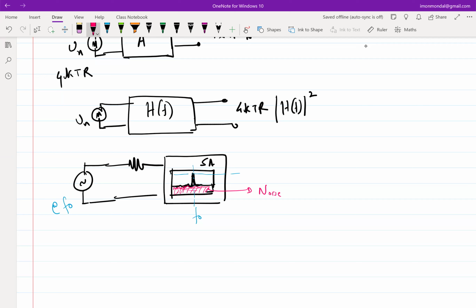So whatever you are seeing here is the noise PSD, but the total noise is the integration of Sn df over the channel, right? So let me just say over the bandwidth.